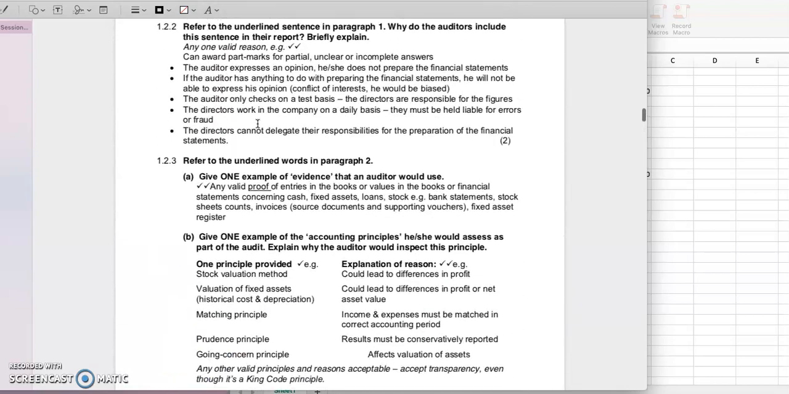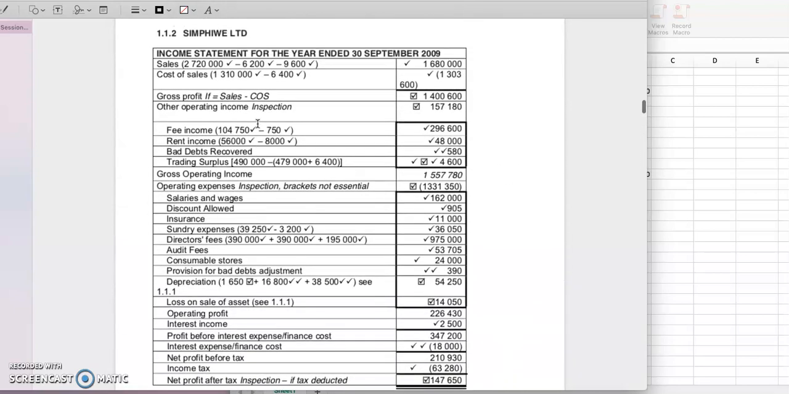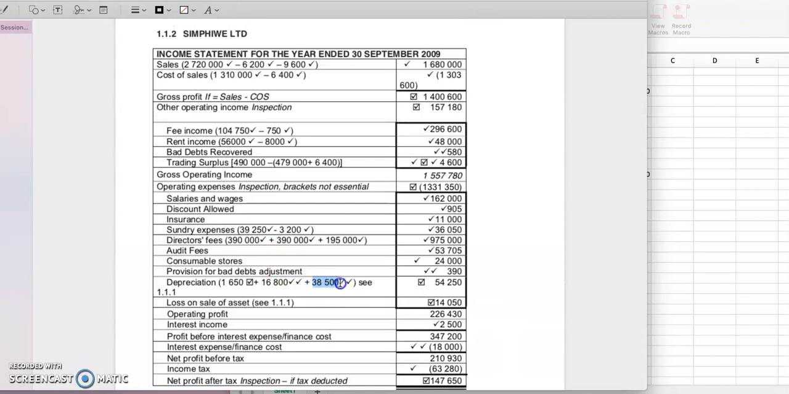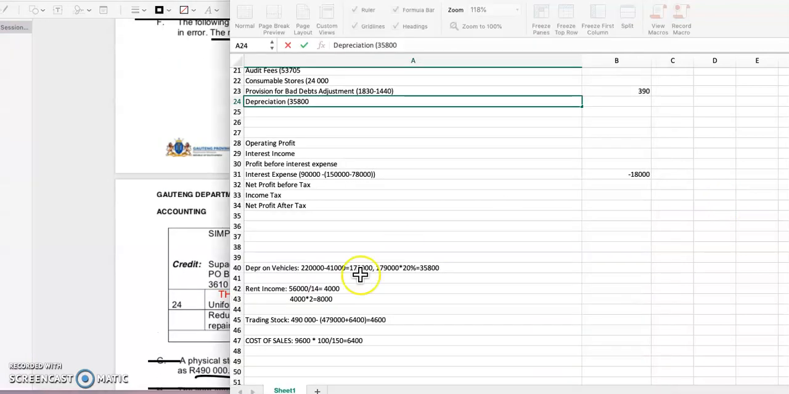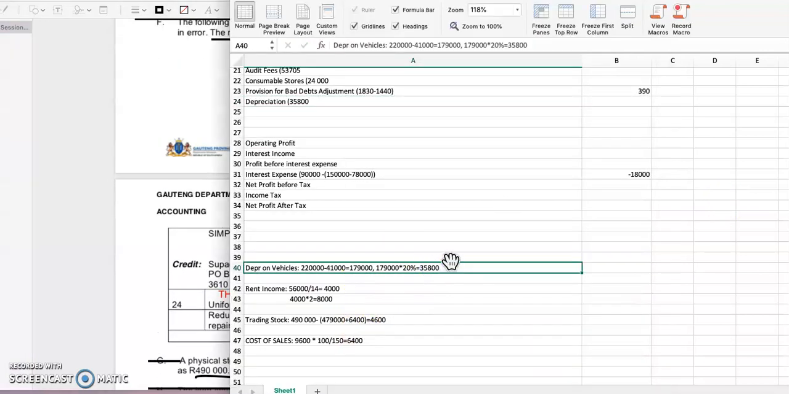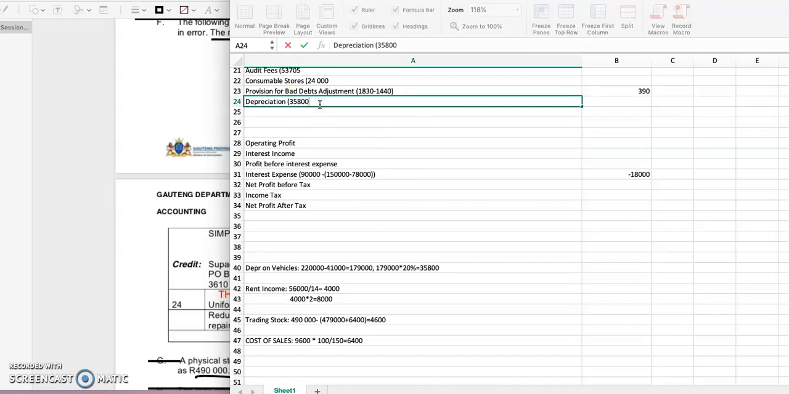Oh, here it is. They have 38,500. That is not correct. If you add all three amounts, you do not get this, and that is because this is wrong. It is not 38,500. It is 35,800, and that is how we calculated it. Okay, so that's the easy one. That was depreciation on vehicles.